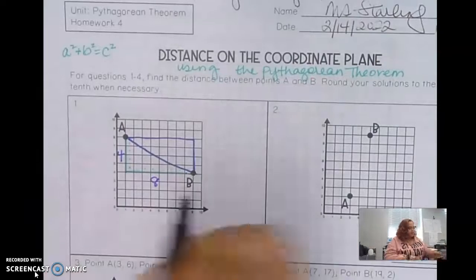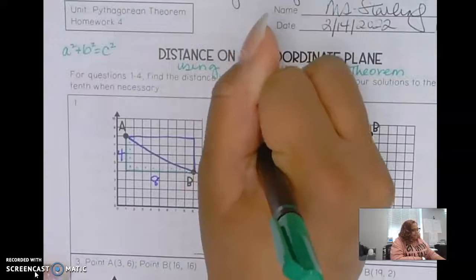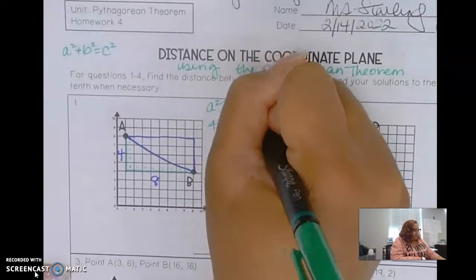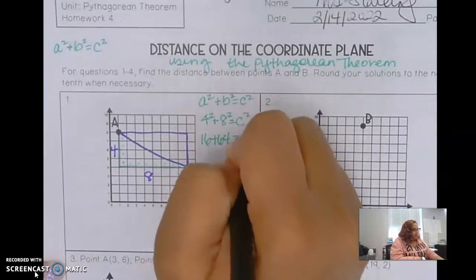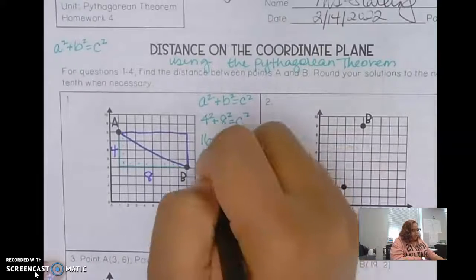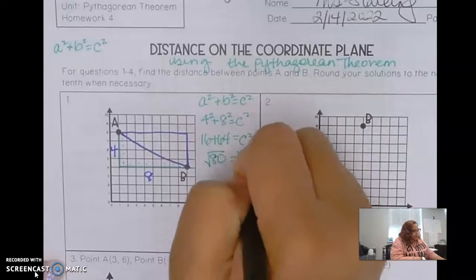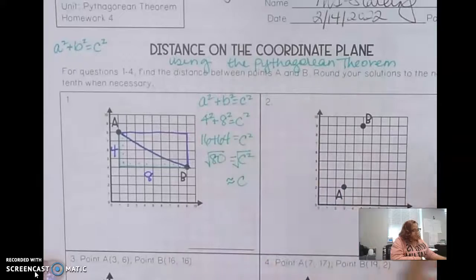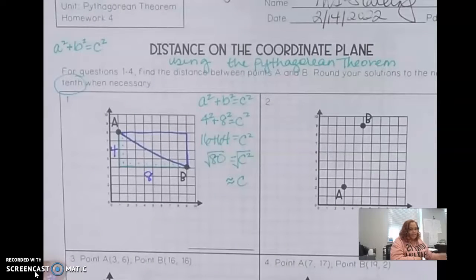All right, so I'm going to square 4, and I'm going to add that to the square of 8, and I'm going to get c squared. Why? Because a squared plus b squared equals c squared. So then I'll do 16 plus 64 equals c squared. And then I'll do 80, because 64 plus 16 is 80, equals c squared. And I will square root both sides to get c. And it's going to be an approximated number because it says it needs to be rounded to the nearest tenth.